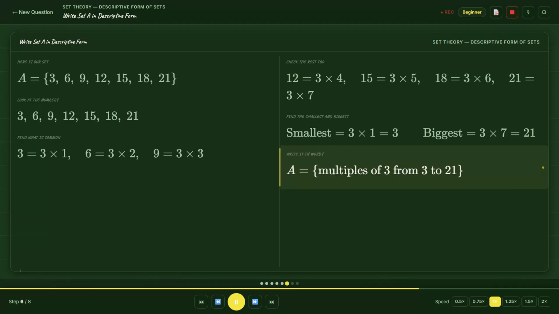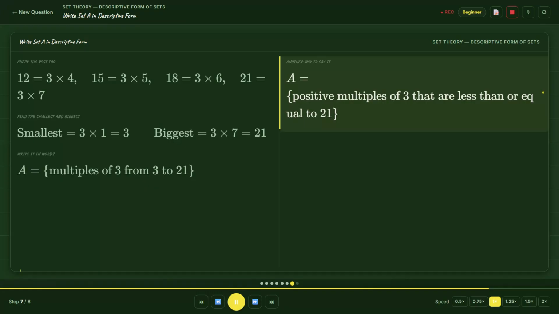Now we can write it in words. Set A is the set of multiples of 3, starting from 3 and ending at 21. That's the descriptive form. You can also say it this way. A is the set of positive multiples of 3 that are less than or equal to 21. Both ways are correct.